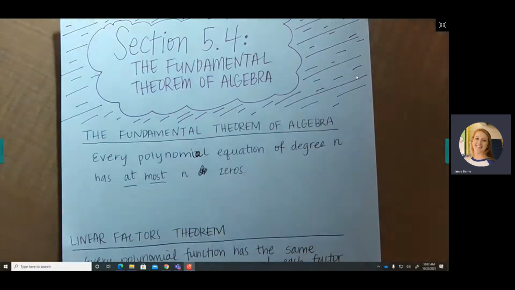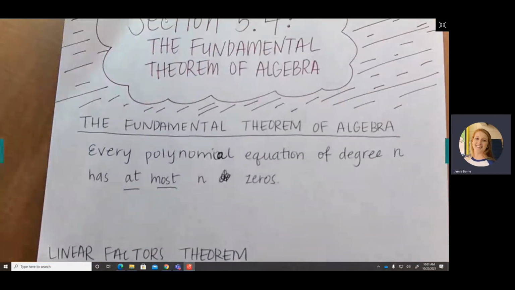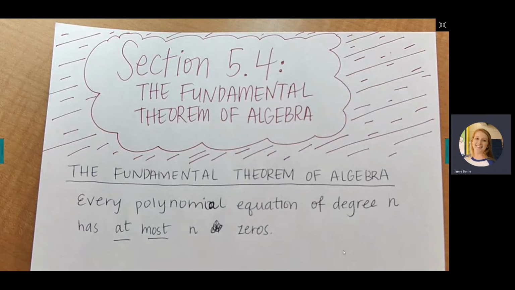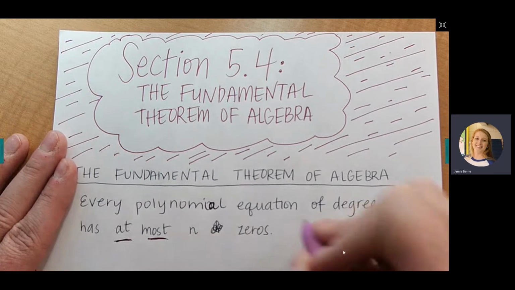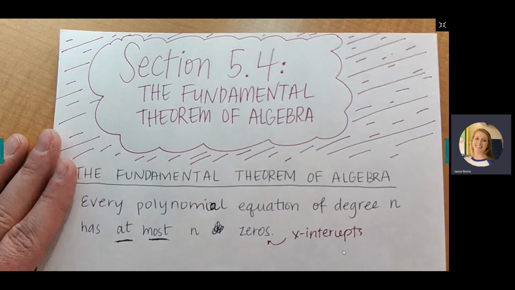So today we're talking about section 5.4, which is called the fundamental theorem of algebra. I've got it up there on the board too, so if you want to copy that down, I've got it as short and summarized as you can get it. It says every polynomial equation of degree n has at most, and that part's important, at most n zeros. Just a reminder, zeros are the same things as your x-intercepts, just another name for x-intercepts.